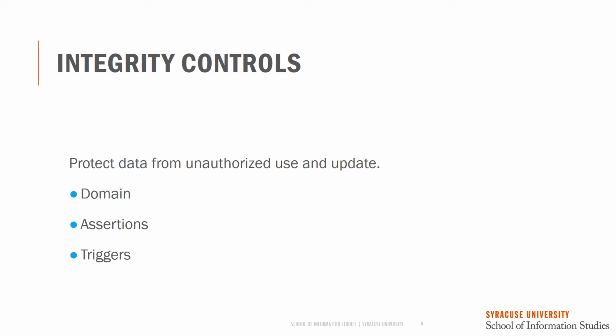One form of integrity control is a domain. In essence, a domain can be used to create a user-defined data type. Once a domain is defined, any field can be assigned that domain as its data type. One advantage of a domain is that if it ever has to change, it can be changed in one place, and all fields with this domain will be changed automatically. Assertions and triggers can be used for security purposes as well.